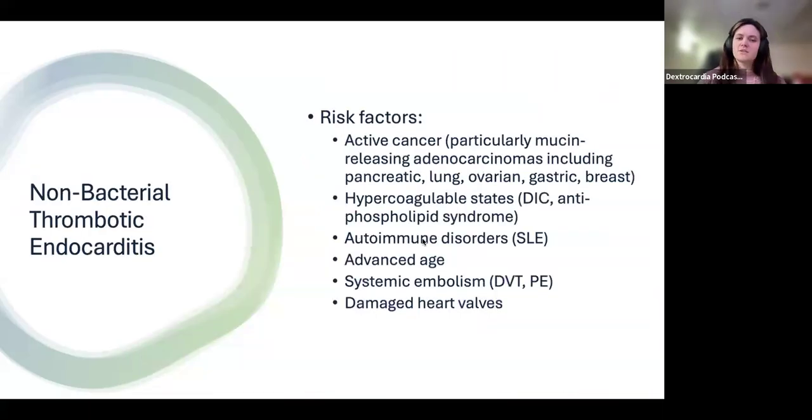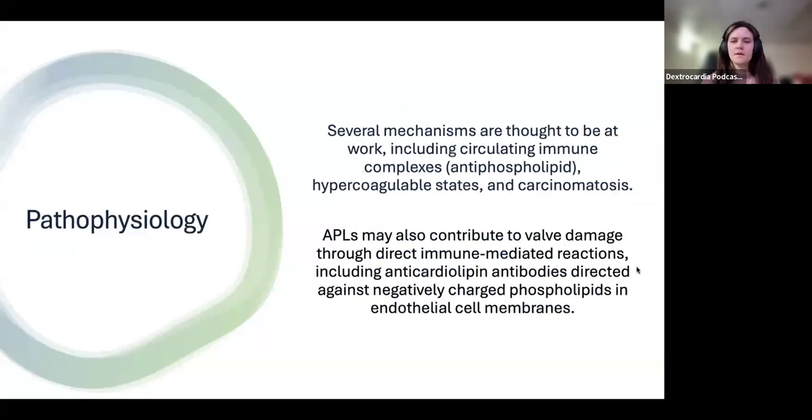Risk factors include active cancer, specifically mucin-releasing adenocarcinomas, so like pancreatic, lung, ovarian, gastric, and breast. If they have a hypercoagulable state for any reason, like antiphospholipid syndrome. If they have certain autoimmune disorders like SLE, if they're older, if they're experiencing systemic emboli, like DVTs, PEs, and then if they have damaged heart valves again.